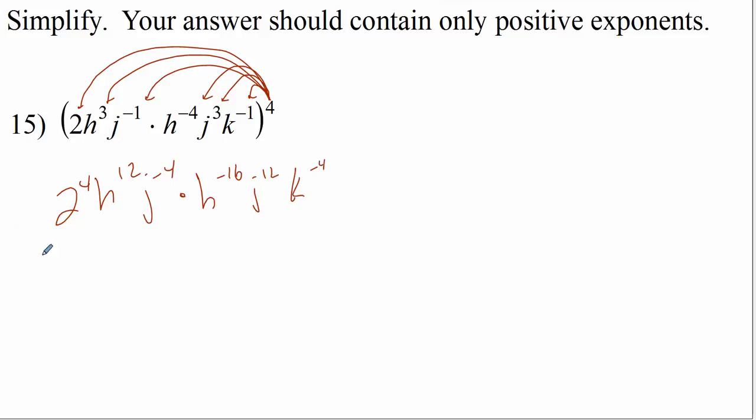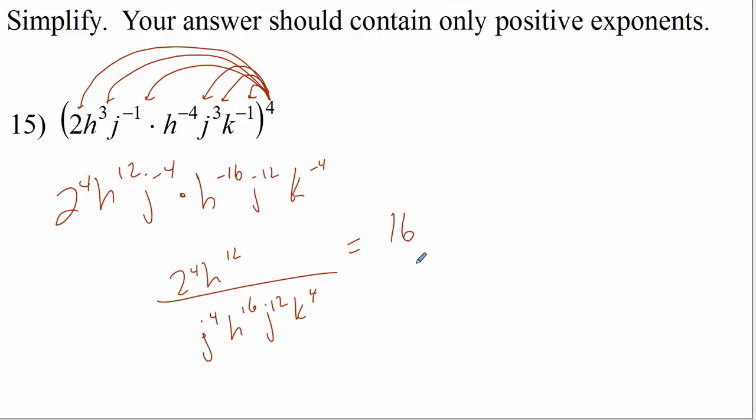Now let's put these positive. Let's come out and make it easier. So that's 2 to the 4, h to the 12. Everything else is negative, so it goes below. J to the 4, h to the 16, j to the 12, k to the 4. Okay, everything's positive now. So 2 to the 4, we said in the last problem, that was 16.